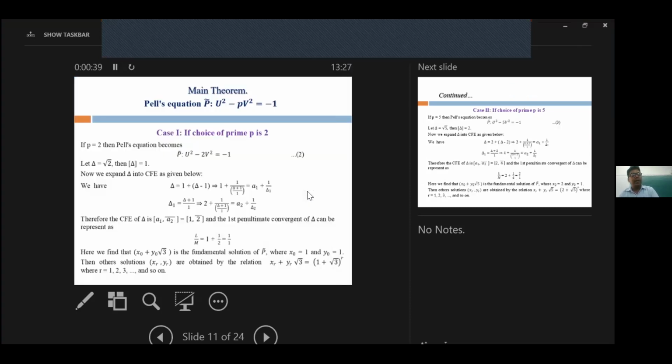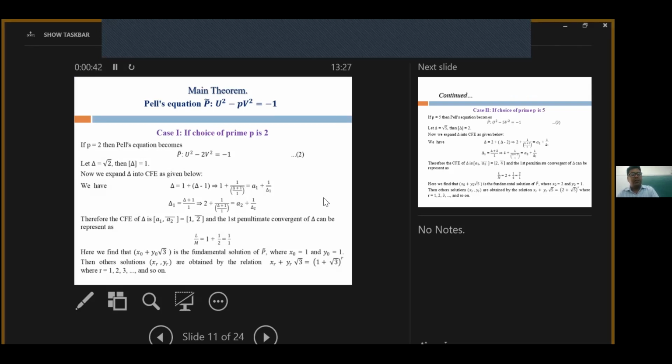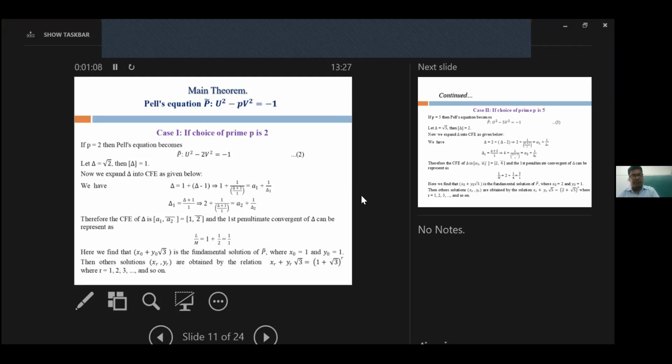And this is the main theorem on the Pell equation, and we arrive at 9 cases in this theorem. First case, if p is equal to 2, then my fundamental solution is (1, 2), and other solutions can be obtained by the relation xr plus yr under root 3 is equal to (1 plus under root 3) raised to the power r, where r is equal to 1, 2, 3 and so on.